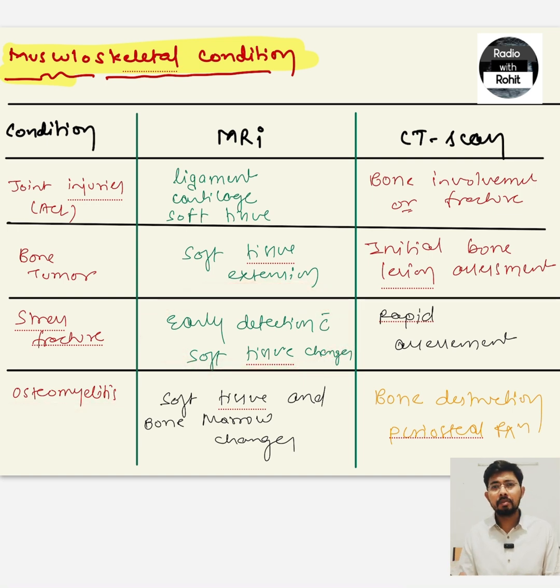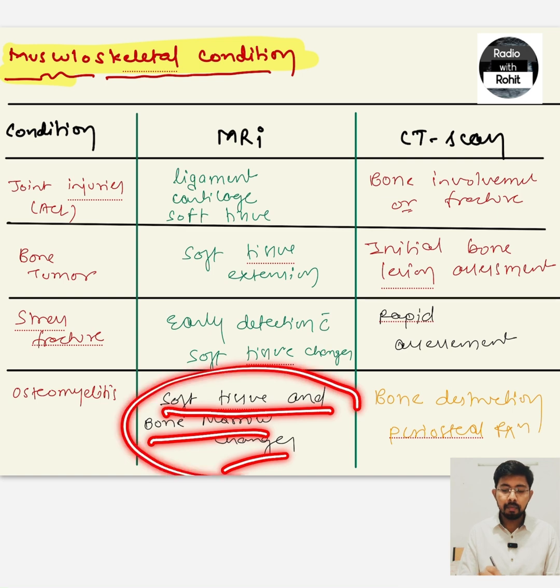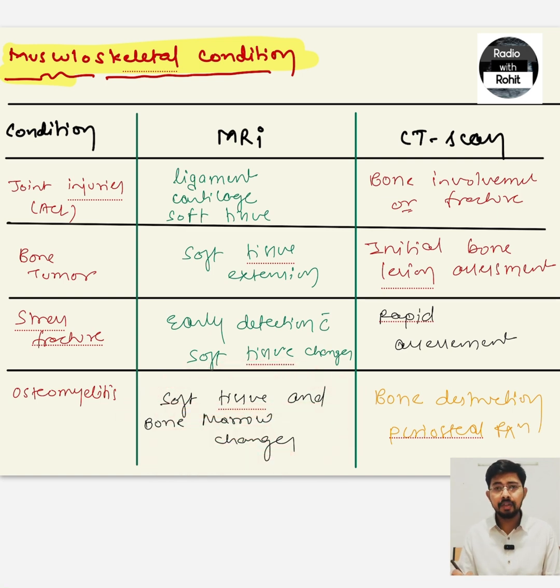Osteomyelitis is an infection of the bone marrow of the bone, so soft tissue and bone marrow changes will be better appreciated on MRI. It's the gold standard for diagnosis, while for bone destruction and periosteal reactions we will prefer the CT scan.